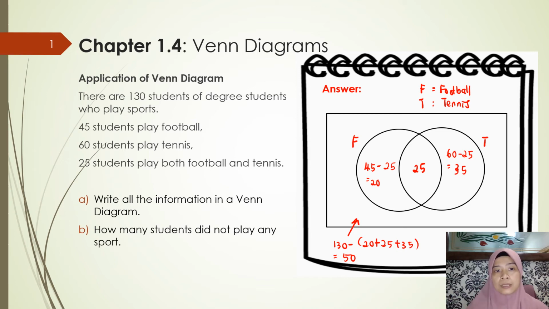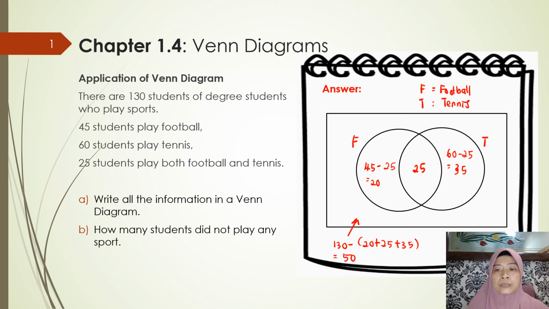Okay, the same thing goes for tennis. We have 60, so 60 is the whole circle, right? The whole circle that plays tennis. So in order to find the students who play tennis only, it means this area: 60 minus 25, so we get 35.